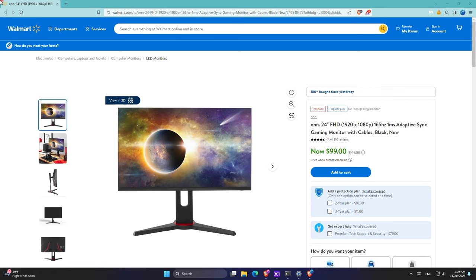So as you saw the gameplays and the features, this monitor is perfect for $99 for starter gamers and for anybody else that wants to have a monitor with their PC.